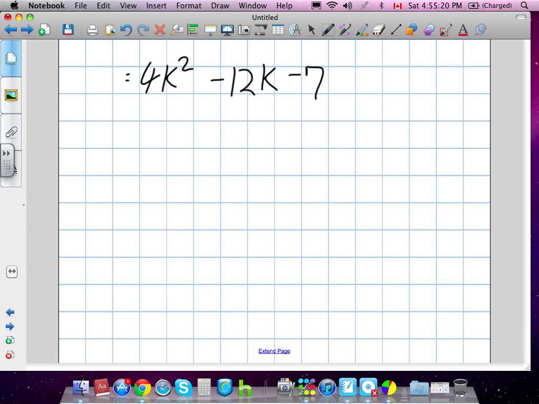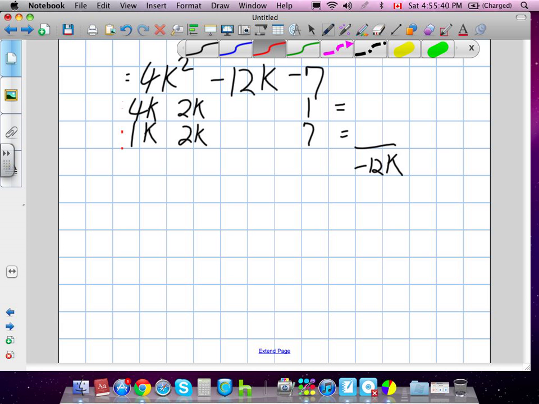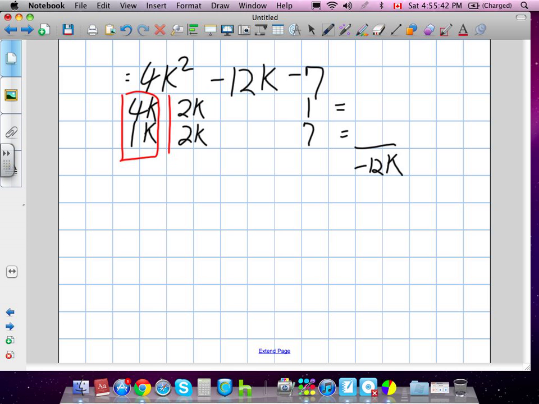Now in factoring, we look for the factors of the first term. We have options 4k times 1k or 2k times 2k. Factors of negative 7 are just 1 and 7. They need to add up to negative 12k. Let's try to go through it, this column and this column.